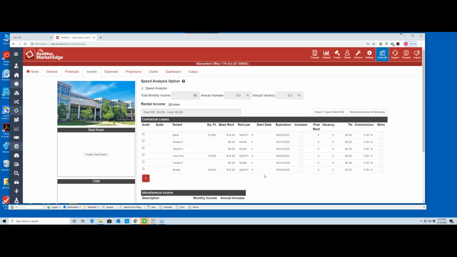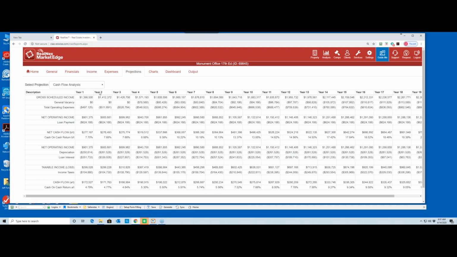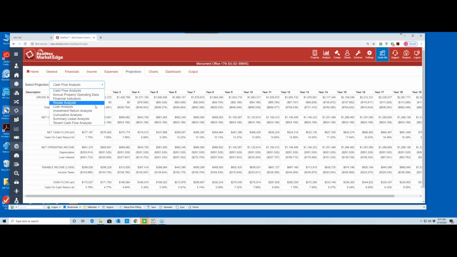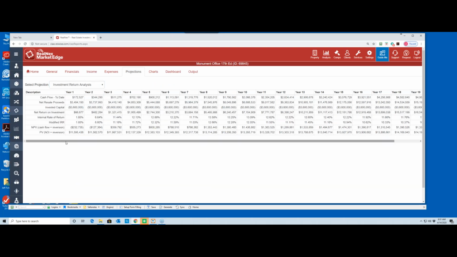Where does the equity discount rate apply, and how does it show up in the analysis? So let me go to the projections and the investment return analysis. The equity discount rate is used for this one right here, NPV of cash flow and reversion. So cash flow is the after-tax cash flow, and it's the cash flows after leverage. So it shows up in this present value calculation right here.